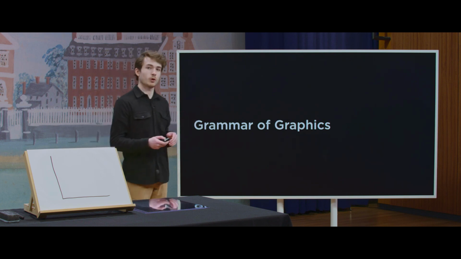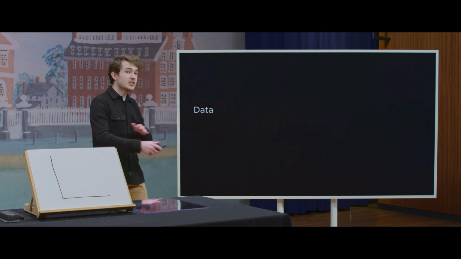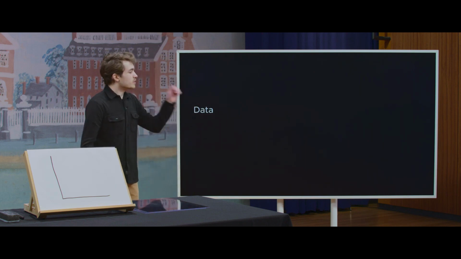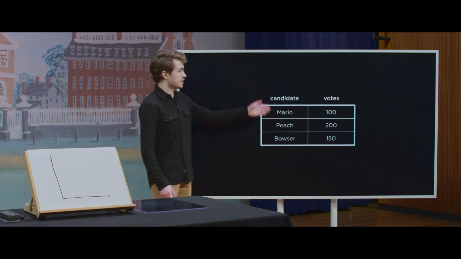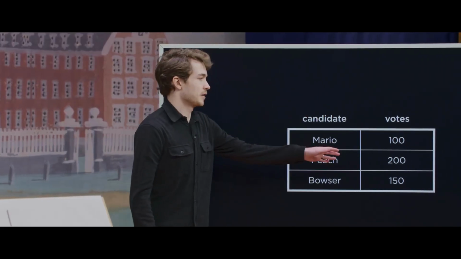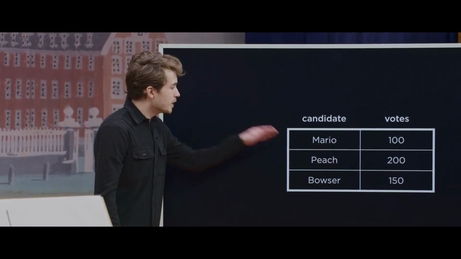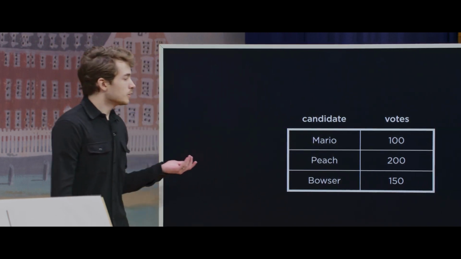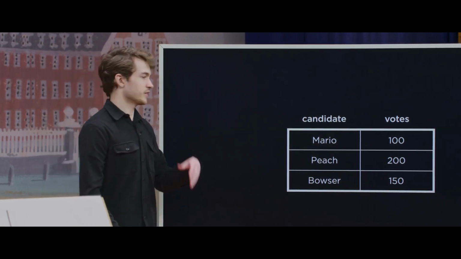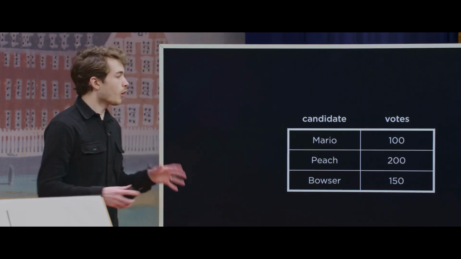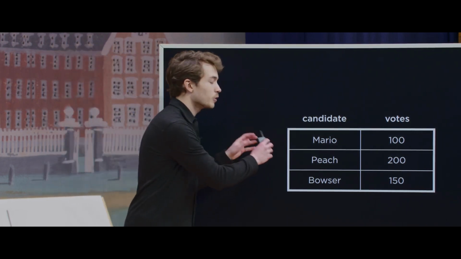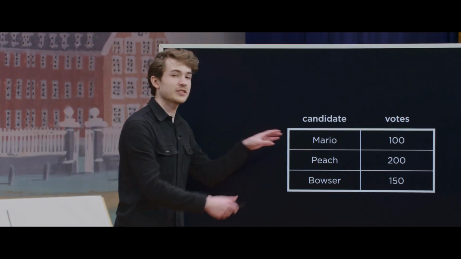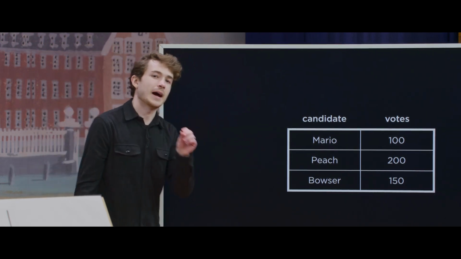Well, the first one, of course, is going to be data itself. Before we can do anything, we need to have data to visualize. And so let me propose we use this data here, a table of candidates and the votes for each of these candidates. Notice how I have three of them, Mario, Peach, and Bowser, and each has some number of votes. Now, of course, data is just data. It's not a visualization yet. Our goal is to translate this table into some picture. So we'll need another component of our visualization to take this data and convert it into that picture.